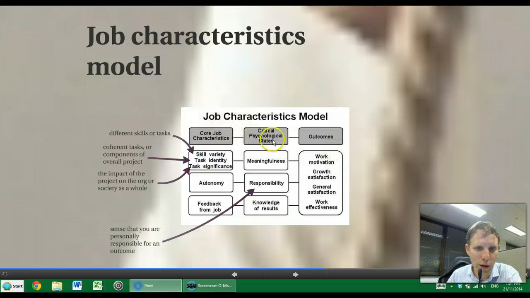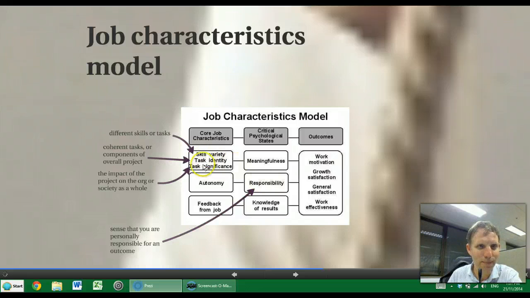So you've got your core characteristics of jobs, you've got psychological states that arise from those core characteristics, and that leads to these outcomes: motivation to do work, satisfaction, growth in satisfaction, general satisfaction, and effectiveness of work. But we'll go through some of these points that are a little bit less obvious.